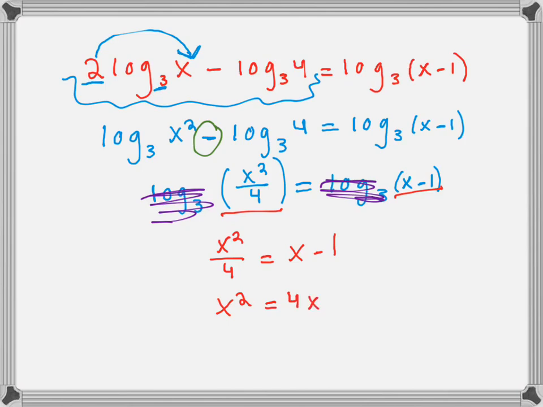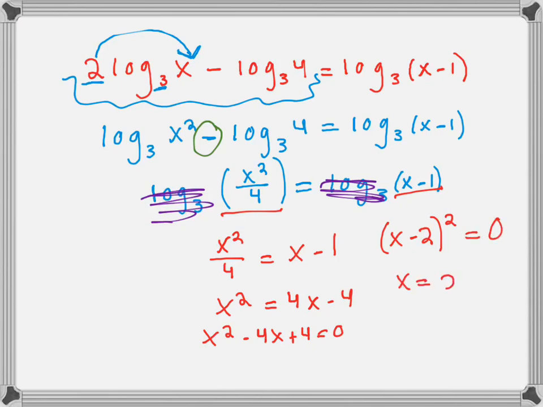and now it's just about solving for x. x squared equals 4x minus 4, x squared minus 4x plus 4 equals 0, and then this just becomes a perfect square. x is going to equal 2, which makes sense because if we have log base 3 of 2 squared, that's 4, minus log base 3 of 4 is 0, and log base 3 of 2 minus 1, which is just 1, anything log 1 is going to equal 0. So this is our answer.